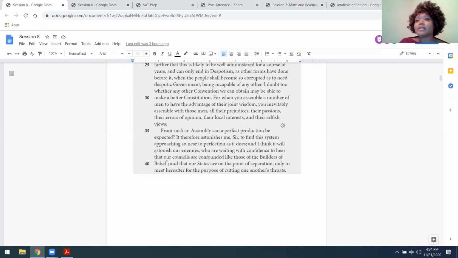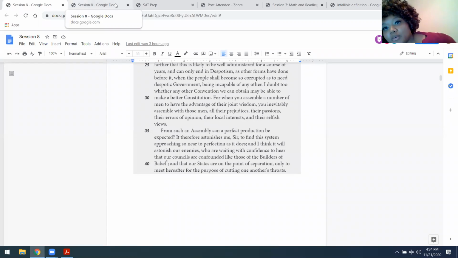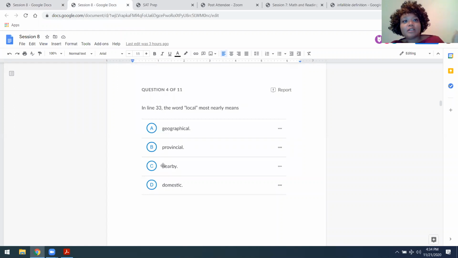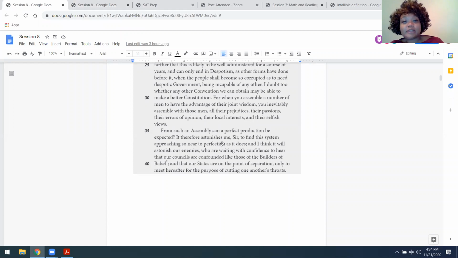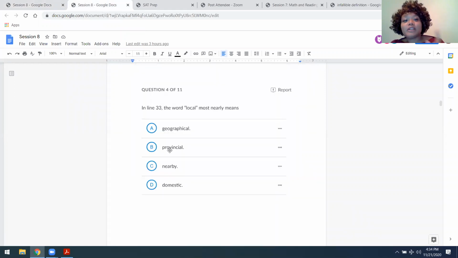So you're right. It's tempting to choose nearby interests because local can mean nearby. Let me finish my comment on the word nearby. Nearby means the same thing as local, taken out of the context of the sentence. But when we put nearby into the sentence, it doesn't quite fit. So I like that strategy used.